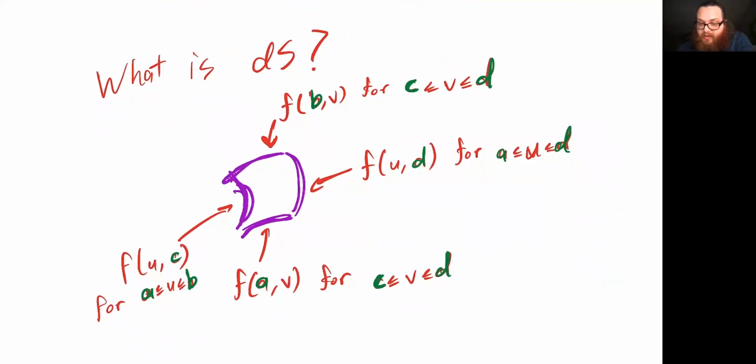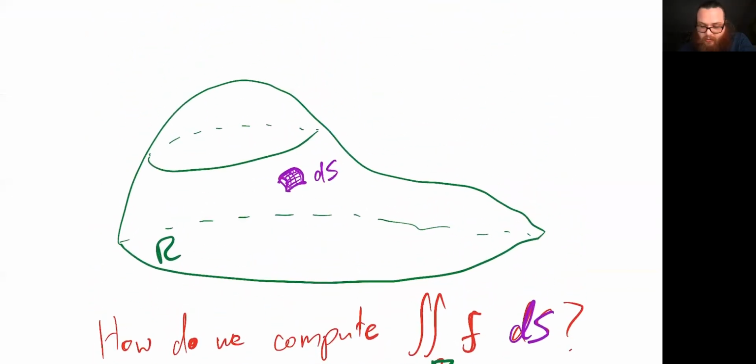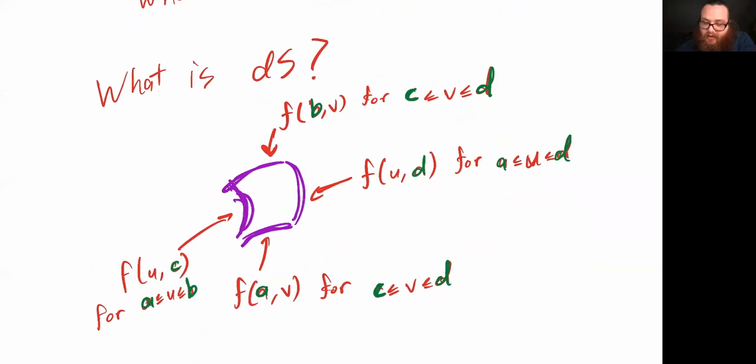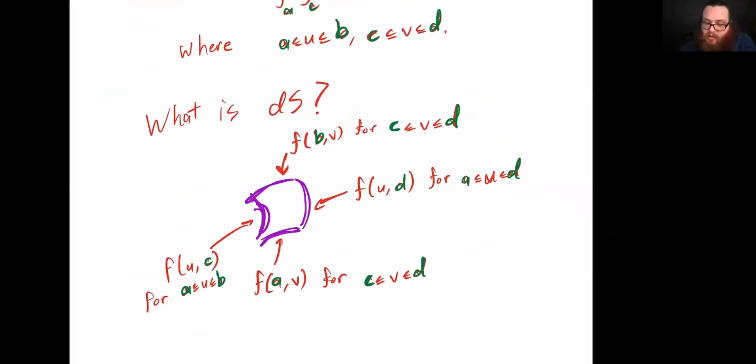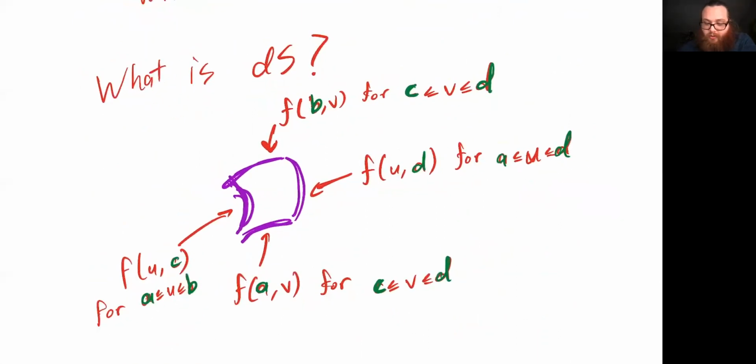So one way we can draw this is, going back up here, we had this picture where we had this tiny ds. So where do we come up with this? Well, what we can do is say, in our coordinate system, let's fix one of the parameters, say u to be equal to a. And as we vary the second parameter v between, say, v equal to c and v equal to d, we might get something like this.